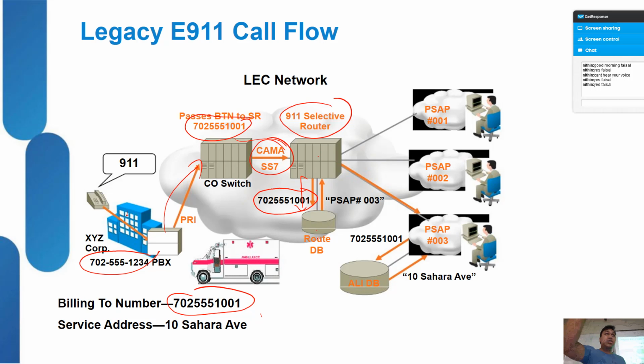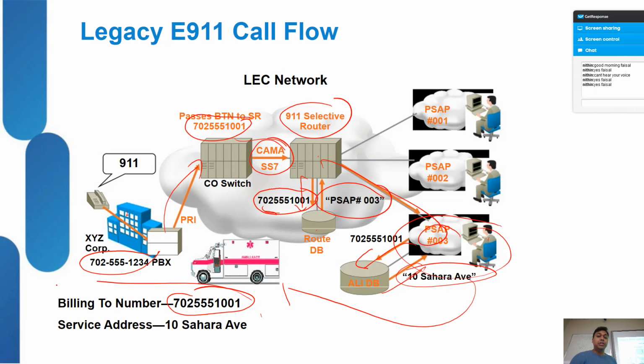Now, the selective router talks to the routing database, the MSAG, the master street address guide, looks at the number, and finds the appropriate PSAP. It finds out that this number is the responsibility of PSAP 003. The call goes to PSAP 003. PSAP 003 will then contact the ALI database and find out the address is 10 Sahara Avenue. Okay, and then this person will be responsible for dispatching the ambulance with this information.